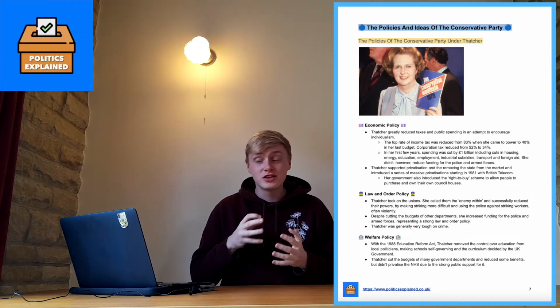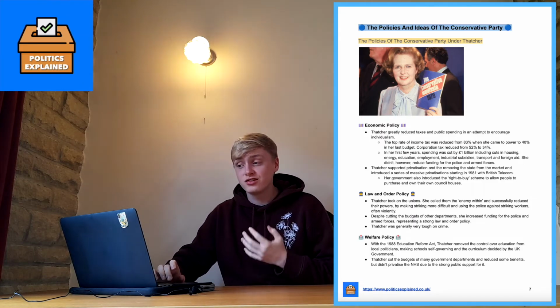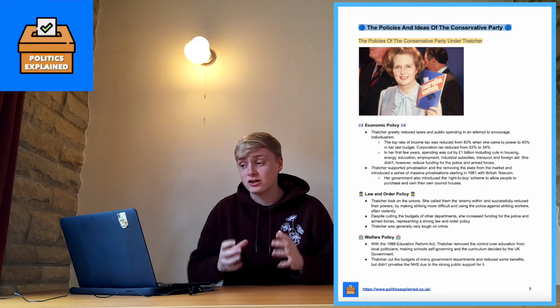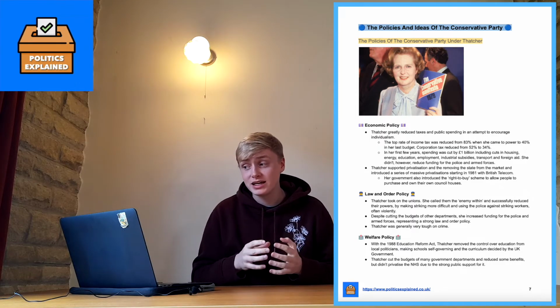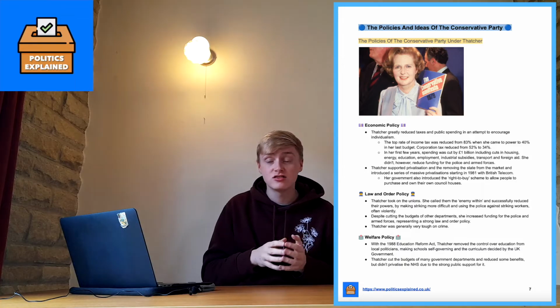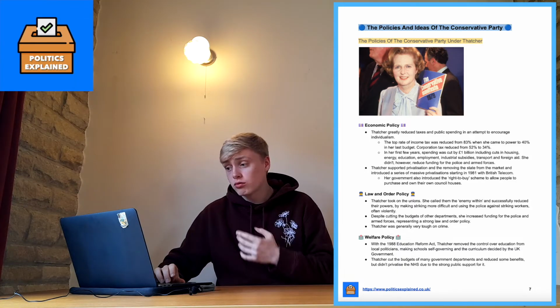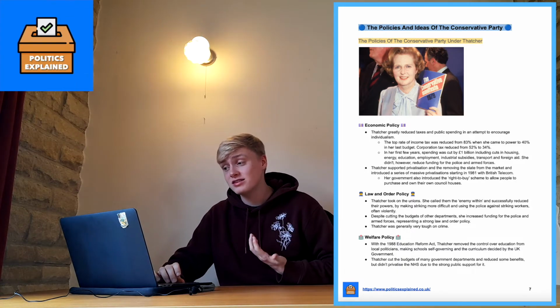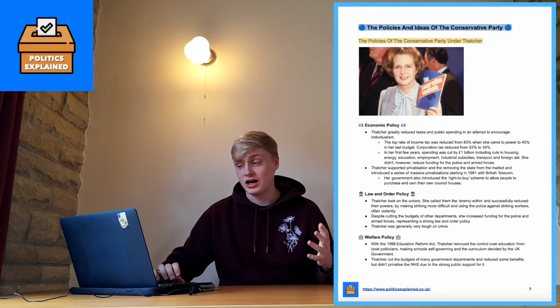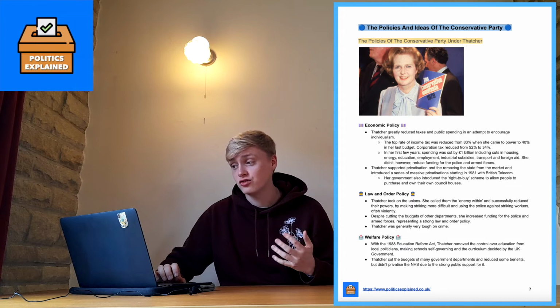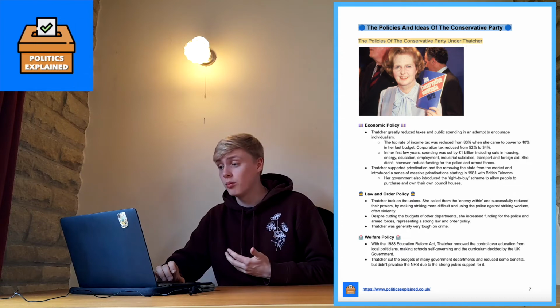Okay, so we've somewhat covered this already, but in terms of Thatcher's policy, starting off with economic policy, she greatly reduced taxes and public spending in an attempt to encourage individualism and economic growth. So the top rate of income tax was reduced from 83% when she came to power to 40% in her last budget. So it's a massive cut in tax.